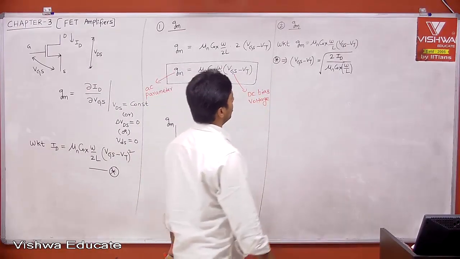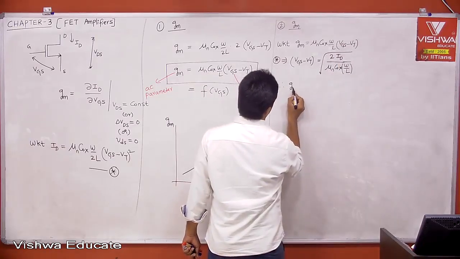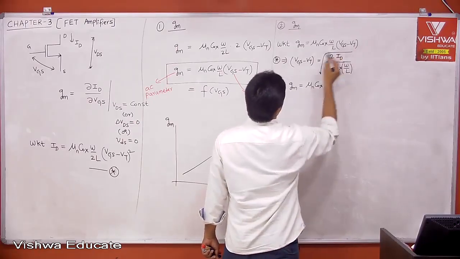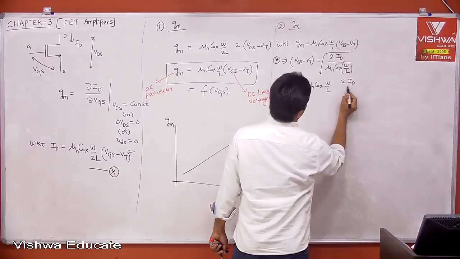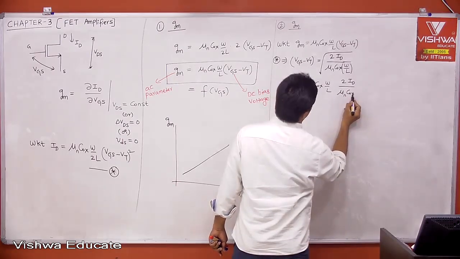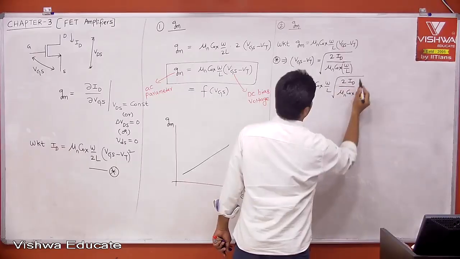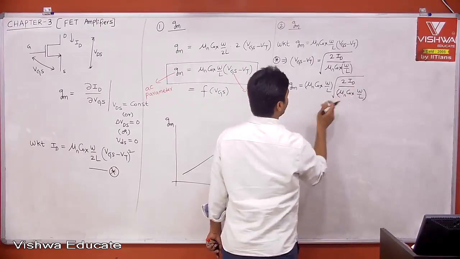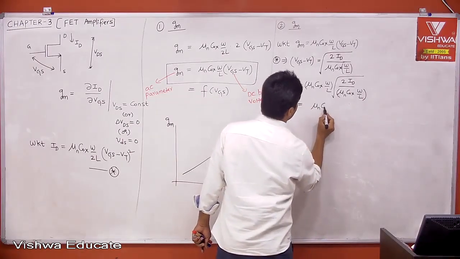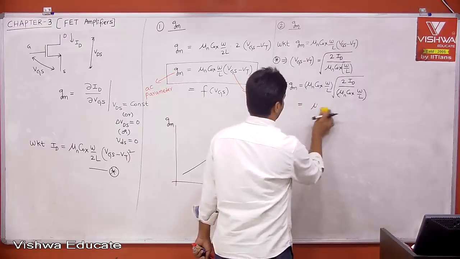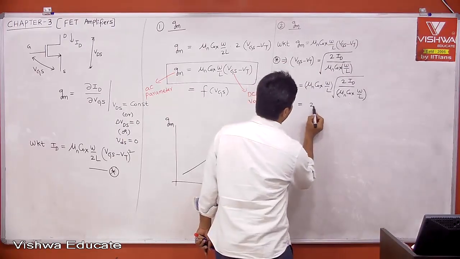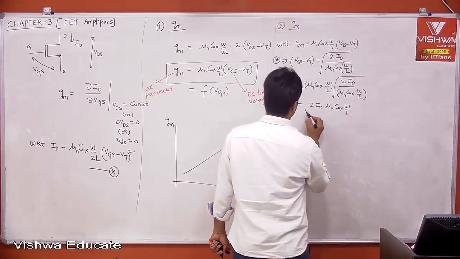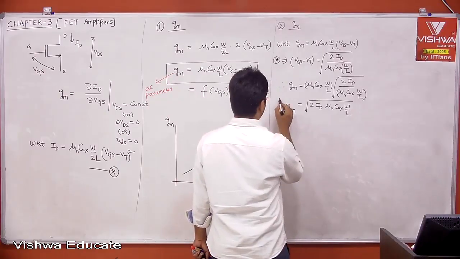Now what is GM? You substitute this. Therefore, GM is equal to mu n Cox W by L into VGS minus VT, which is the square root of 2 into ID divided by mu n Cox W by L. If you take this inside the square, this will cancel, and you will get the square root of 2 into ID into mu n Cox W by L. Therefore, this is our GM.